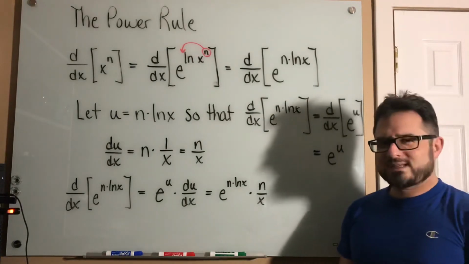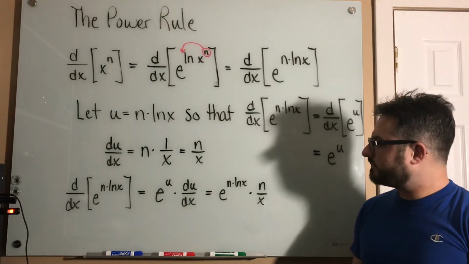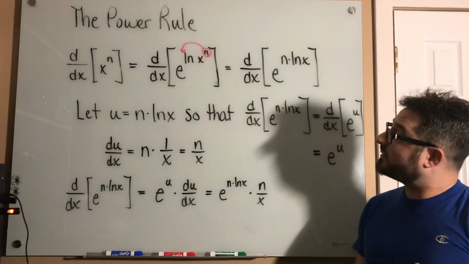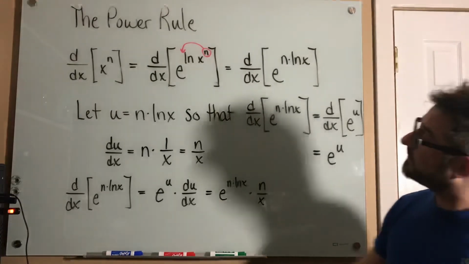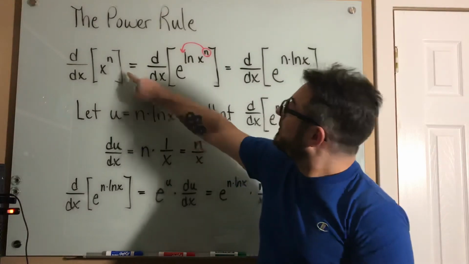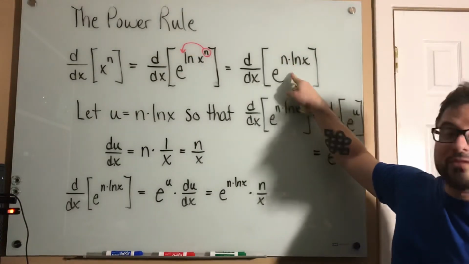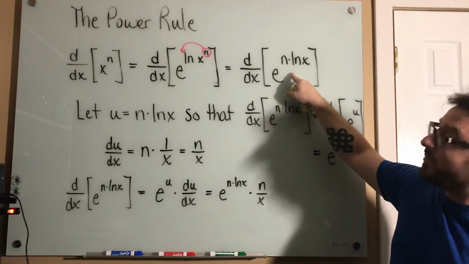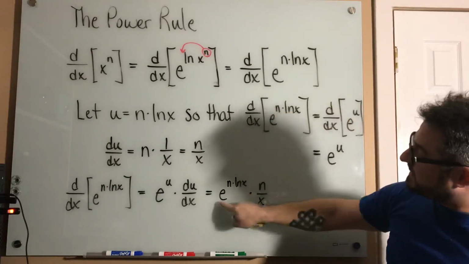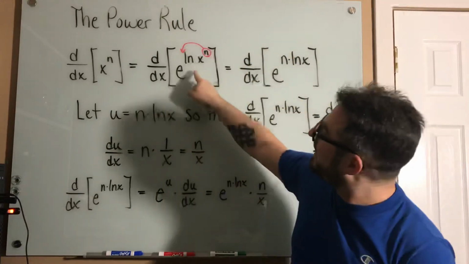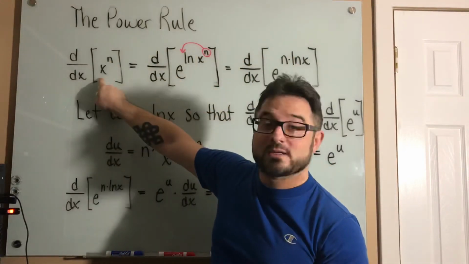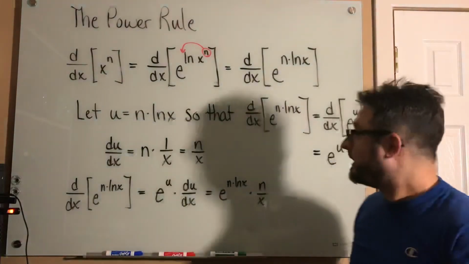Now, that doesn't exactly look like the power rule just yet, but if I might suggest, this wasn't the original form of the function either. The original form was x to the n. We did a couple of little things to change that. So going backwards, we can take this e to the n times ln of x and rewrite it as its equivalent form, its original form, x to the n.